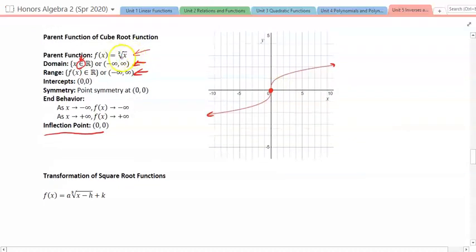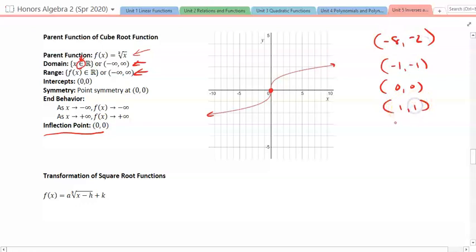And so when we think about cube roots, some ordered pairs that come in to help us, obviously (0, 0). When we take the cube root of -1, we get -1. And when we take the cube root of -8, we get -2. And we'll also get the positives of those, (1, 1) and (8, 2) on our graph.